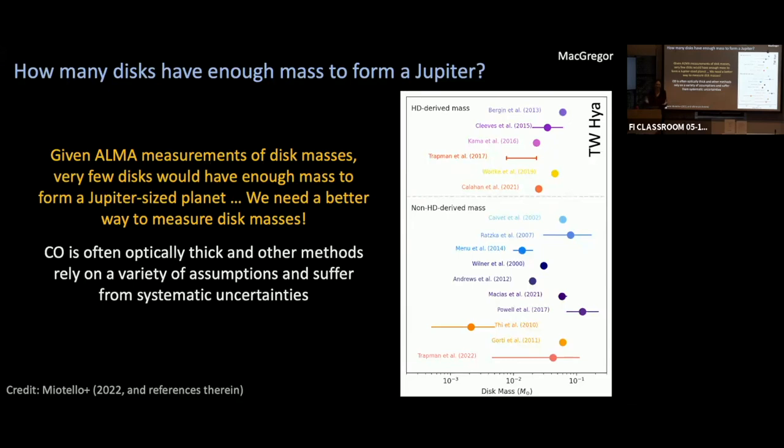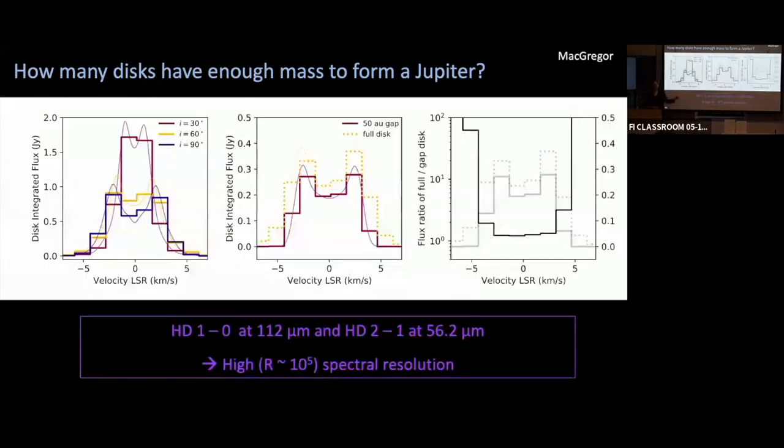So if we could measure HD, we could go and do a giant survey of all the ALMA protoplanetary disks and tell you exactly what their masses are. So this is one of the things that we're aiming to do with this telescope, basically, to actually be able to go and measure these two lines in a very large sample of protoplanetary disks.